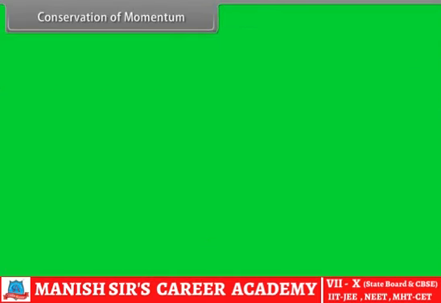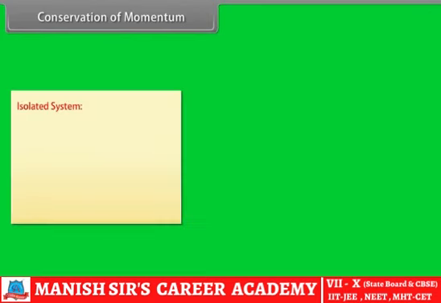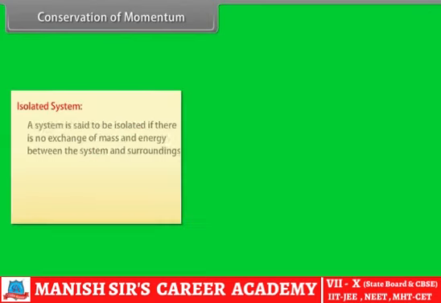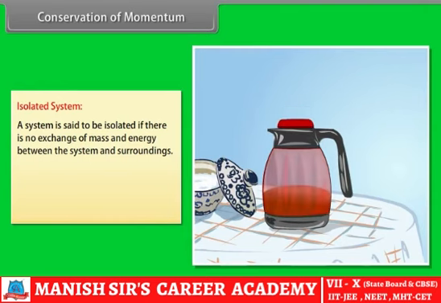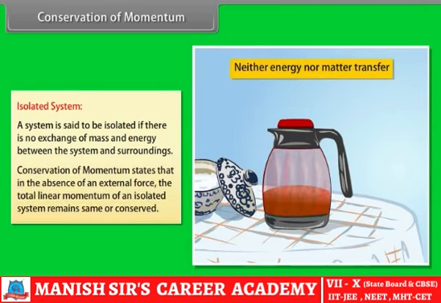Conservation of momentum. Isolated system. A system is said to be isolated if there is no exchange of mass and energy between the system and surroundings. Conservation of momentum states that in the absence of an external force, the total linear momentum of an isolated system remains the same or conserved.